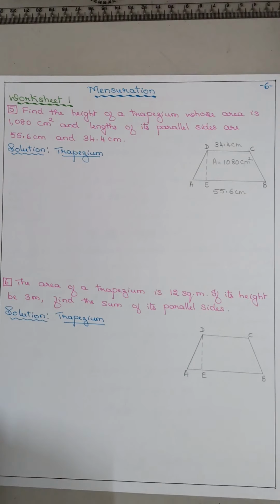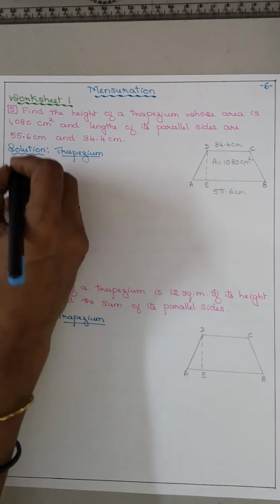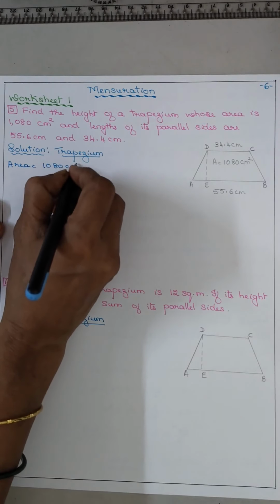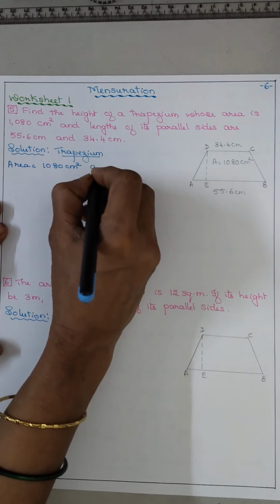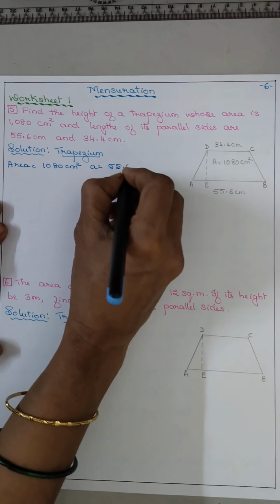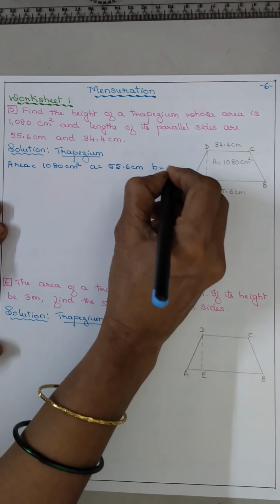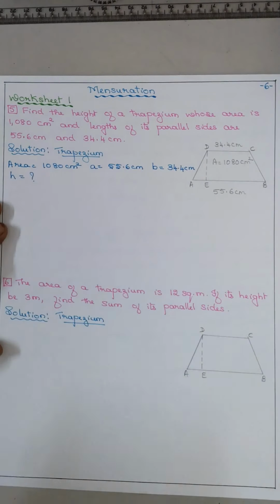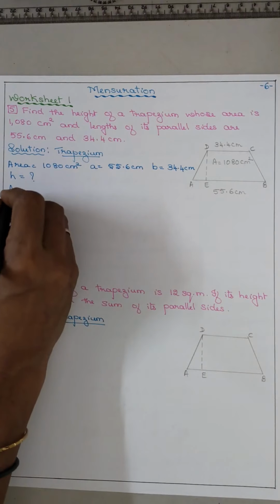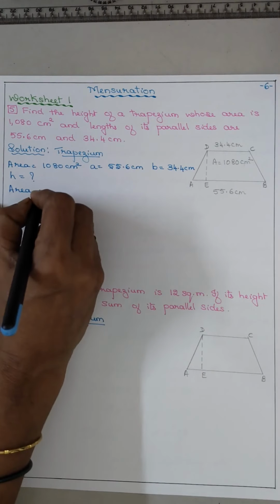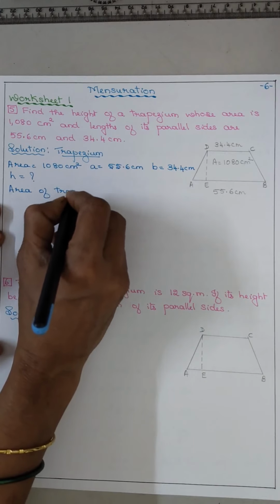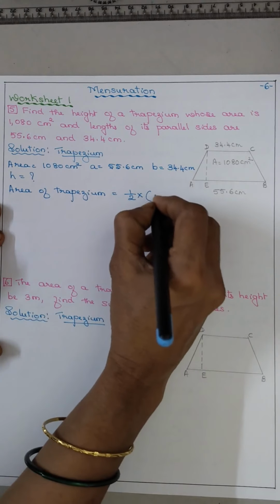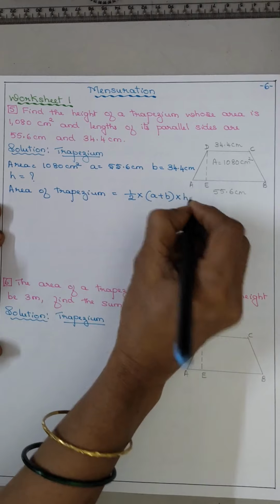Now, first you write the shape, that is trapezium. Area is given. It is 1080 centimeter square. A is given as 55.6 centimeter and B is given as 34.4 centimeter. Height is equal to how much? Put the value, write the formula. Area of trapezium is equal to half into (A plus B) into height.